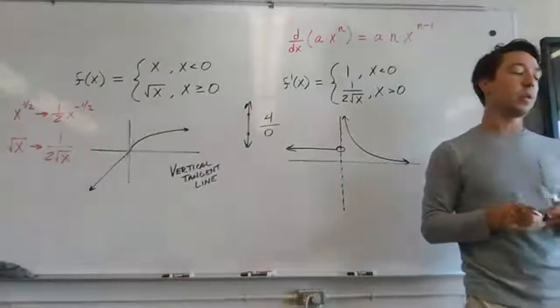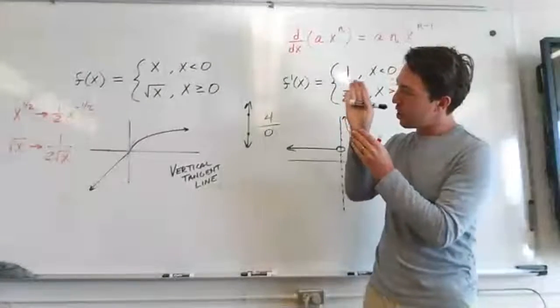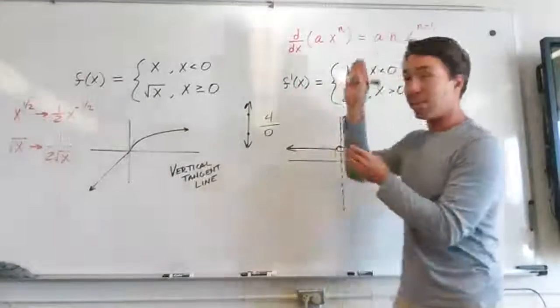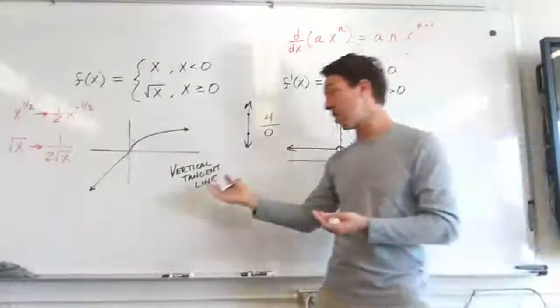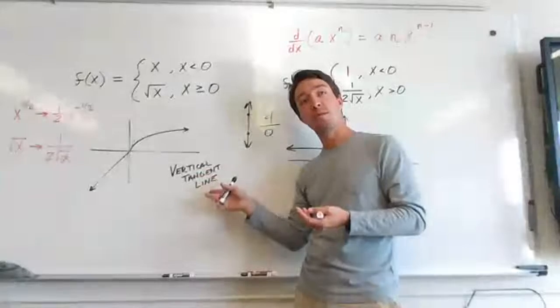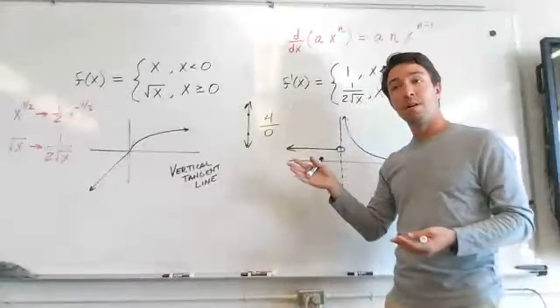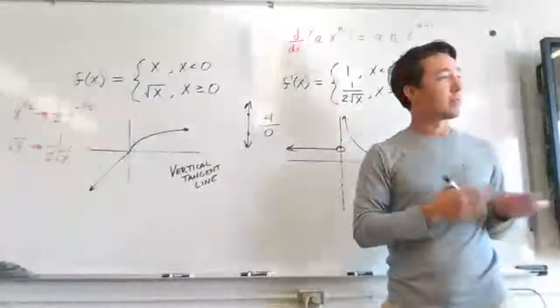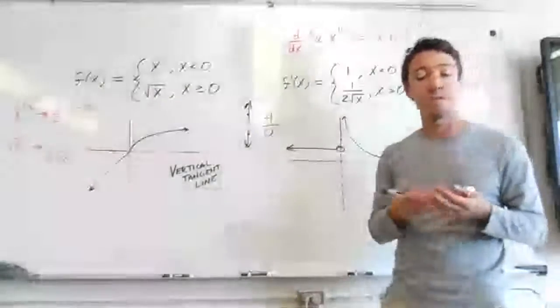So if you're analyzing a function and it has a spot where the tangent line would have to be vertical, then the derivative, remember derivatives are tangent line slopes, right? If the tangent line has an undefined slope, then the derivative is undefined. You understand that? Okay.